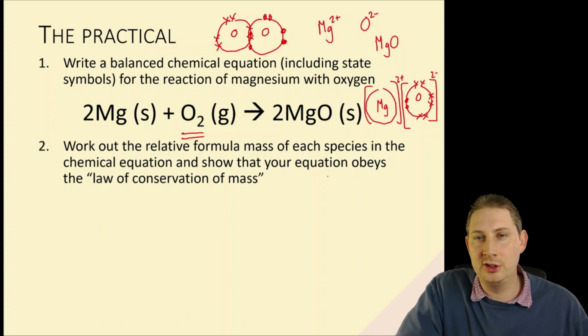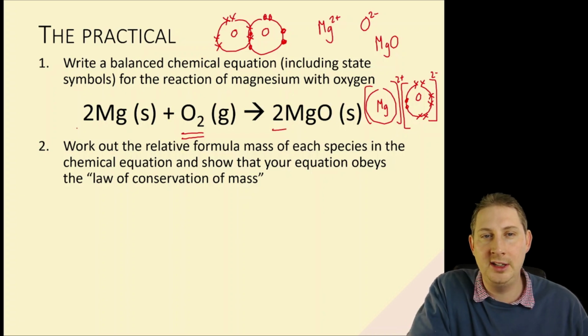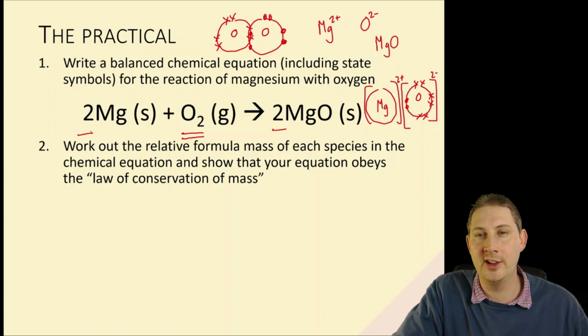Because we've got 2 oxygens on the left, we need 2 oxygens on the right, hence 2 MgO. If we have 2 MgO, then we need 2 magnesiums on the left.